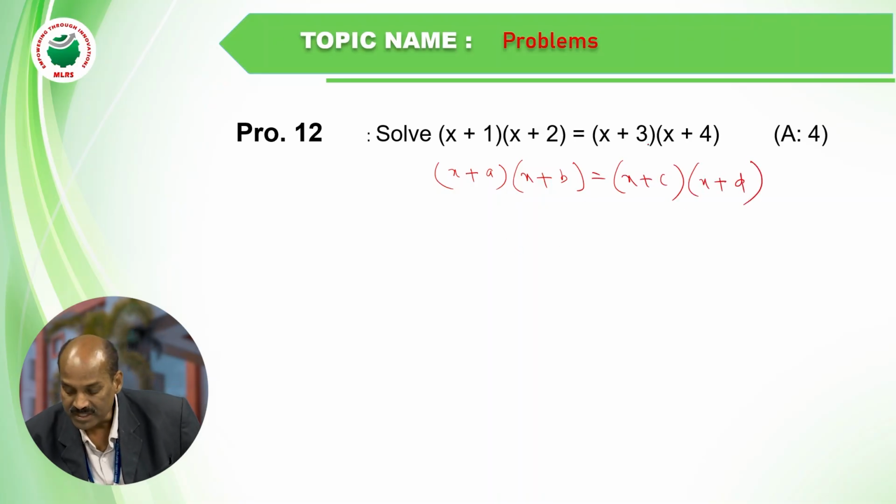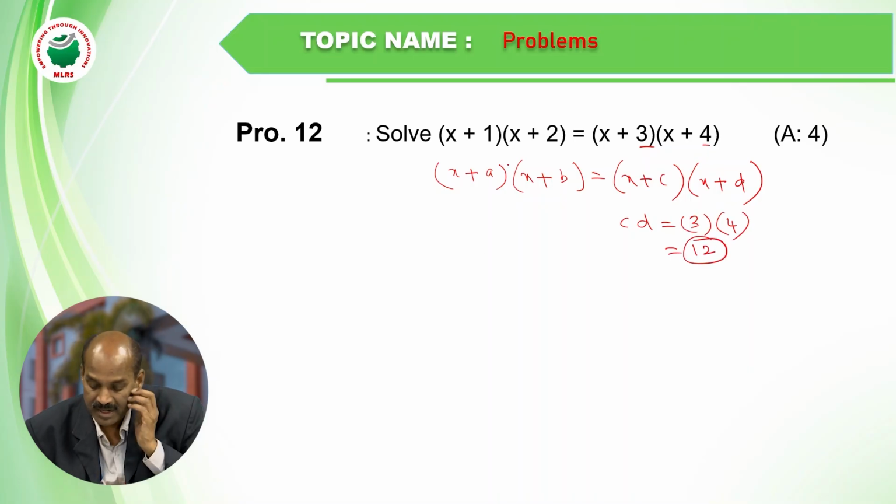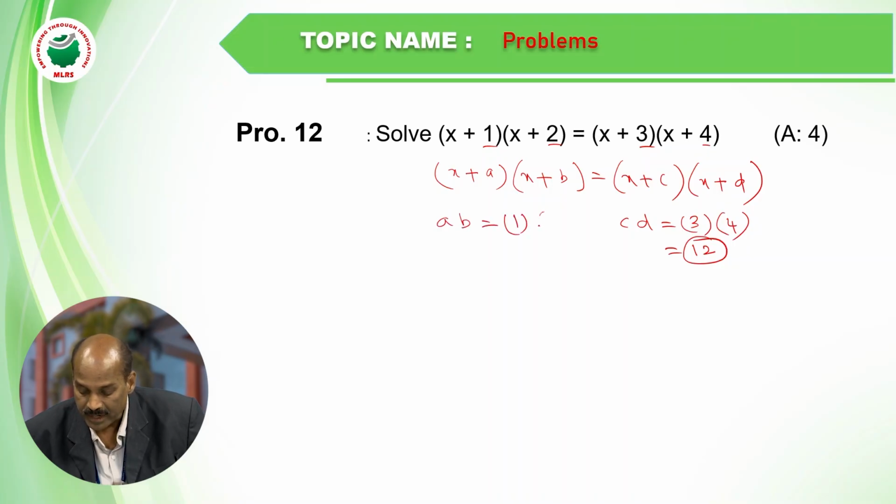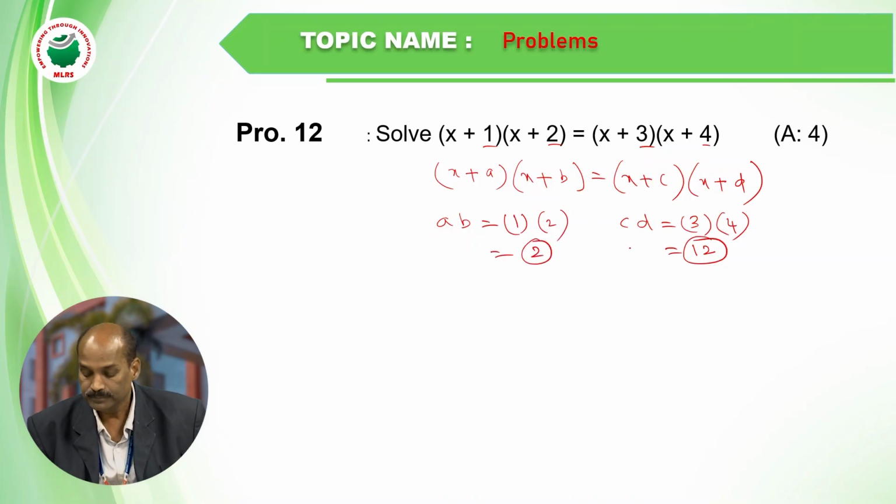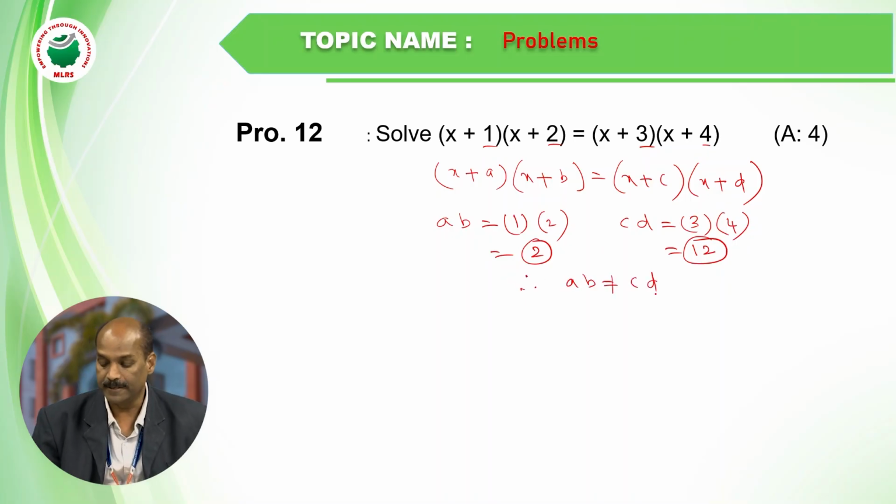Now what is the constant on the left side? What is the CD value? C is 3 and D is 4. So what is the answer here? 12. Now similarly, on the left side, A and B. So what is the AB value? Left side constants 1 into 2. It is 2. Are these two equal? No. Therefore, AB is not equivalent to CD. Here 2 and 12 are not equal. So then what is the formula?